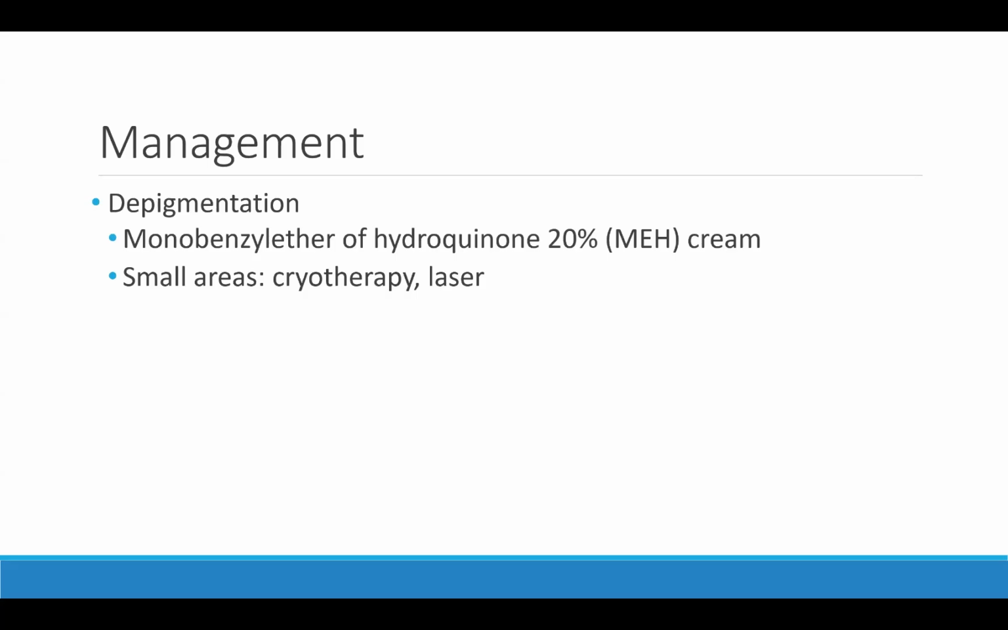For patients with very extensive disease, you can consider depigmentation. This is using monobenzyl ether of hydroquinone 20% MBEH cream. However, for smaller areas, you can consider using cryotherapy or laser if you want to depigment.